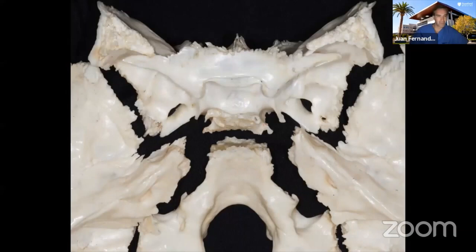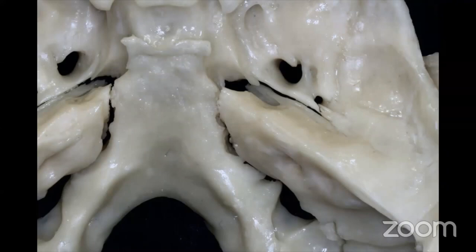Can you see my pointer here? You can't see a pointer, right? We cannot see the pointer. All right.